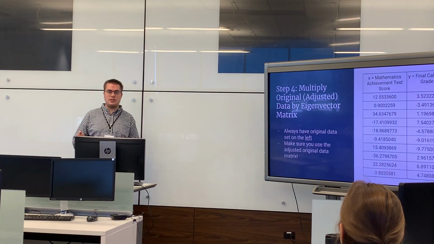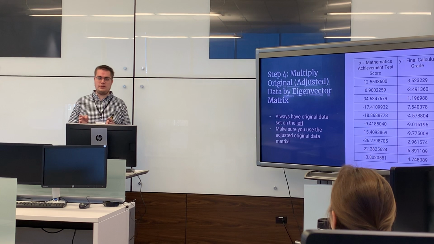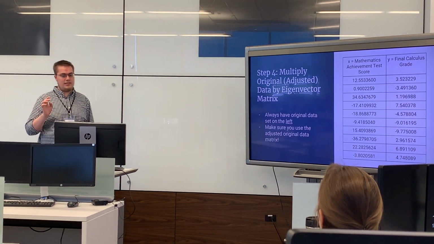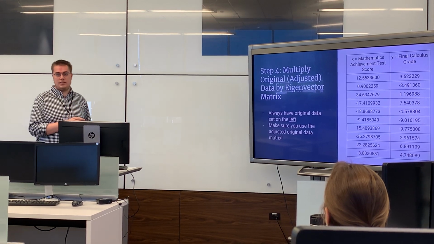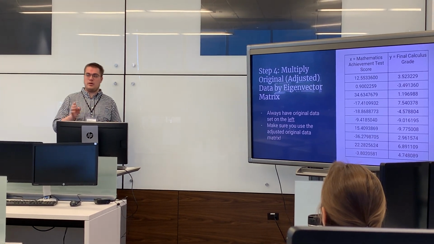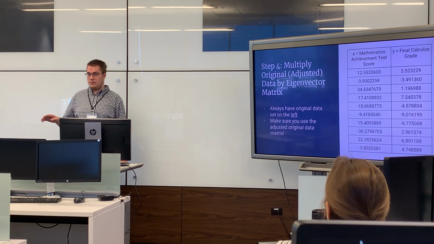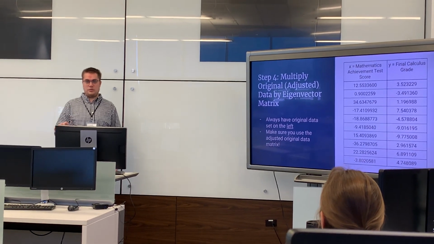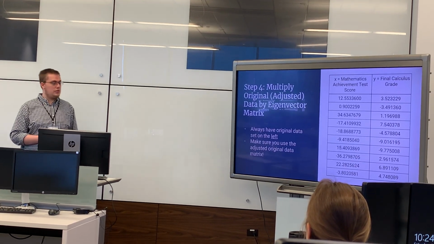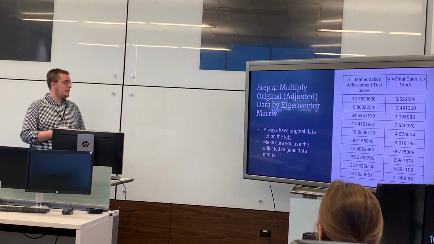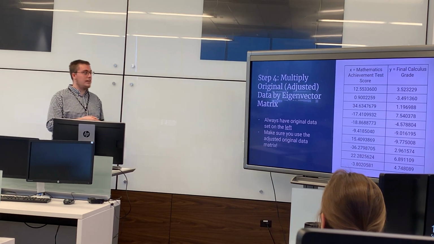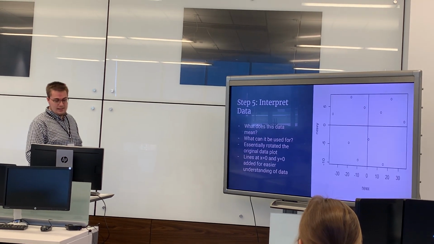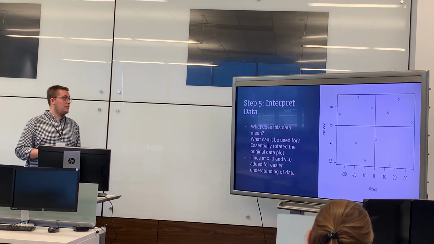Since it's matrix multiplication, you have to do it in a specific order, otherwise it completely messes up. You take the original adjusted data, the data where we subtracted the mean, on the left, and then you multiply it by the eigenvector matrix, which we found earlier, and then you will get this. It looks like a big mess and it still doesn't really help us, but when we plot it, it changes very much how important it is.